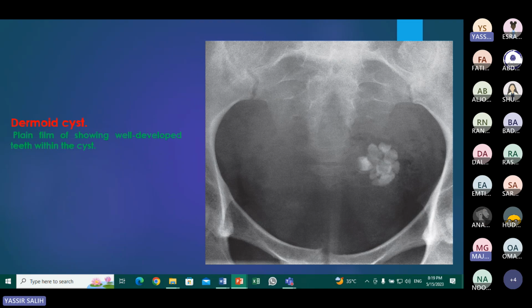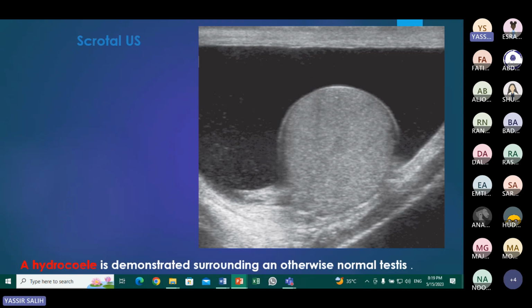Dermoid cyst. Calcification with characteristic teeth appearance, but this is a dermoid cyst. This patient presents with an enlarged scrotum.